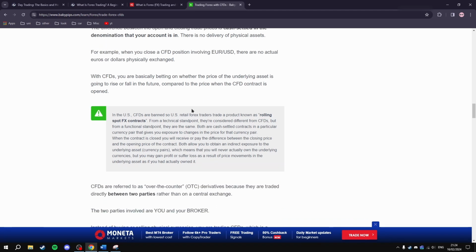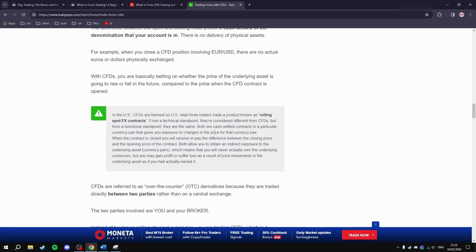With CFDs, you are basically betting on whether the price of an underlying asset is going to rise or fall, compared to the price when the CFD contract is opened. In the US, CFDs are banned, so US retail Forex brokers trade a product known as rolling spot FX contracts. From a technical standpoint, they're considered different from CFDs, but from a functional standpoint, they are the same.